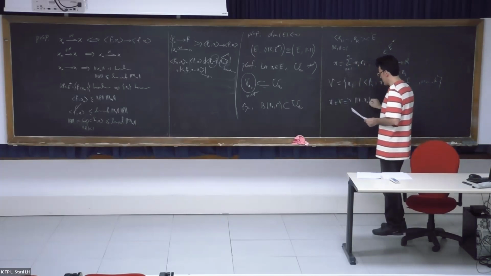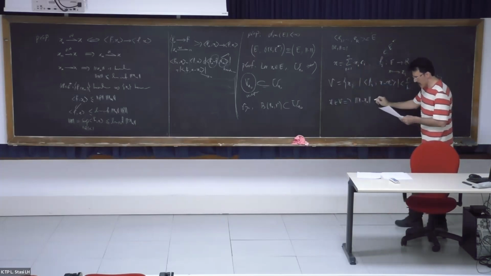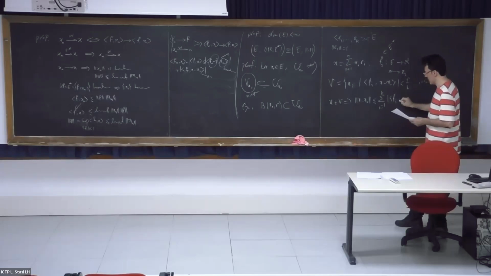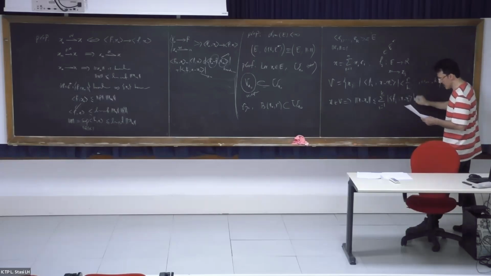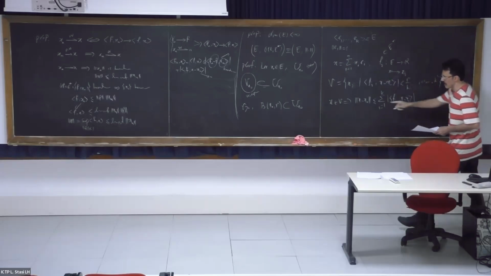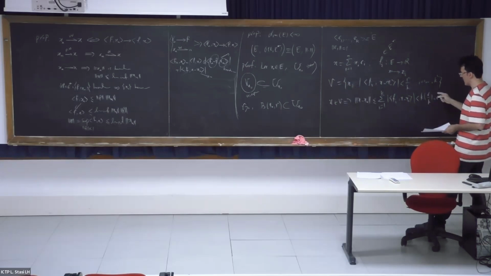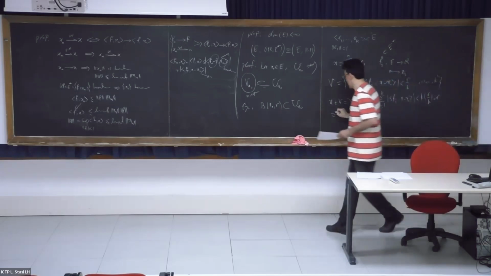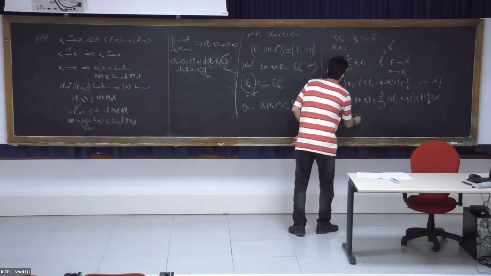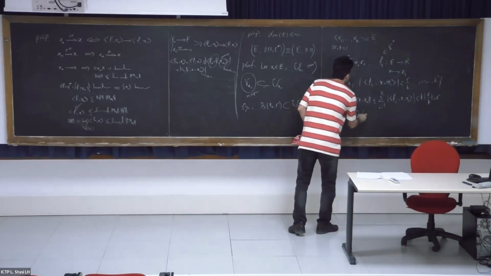x minus x0 can then be written like this by this decomposition, and using this one, since x is in V, we have less than the constant k times r over k, which is r, and so x is in the ball U of x0.